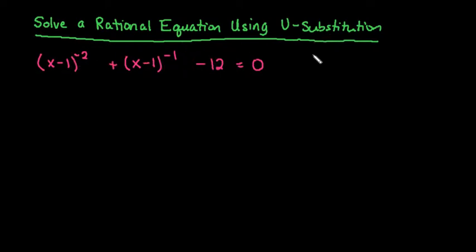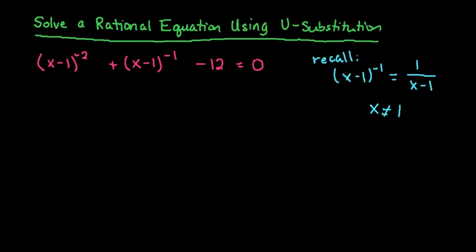The reason that this is a rational equation is because we have a negative exponent. Just remember that x minus 1 to the negative 1 power is really 1 over x minus 1, which makes it rational. So for this particular equation, the domain is all numbers except for x equals 1. If we ended up with x equals 1 as our answer, remember that that does not work, because if you plug it in, you would have 0 in the denominator, and that is undefined.